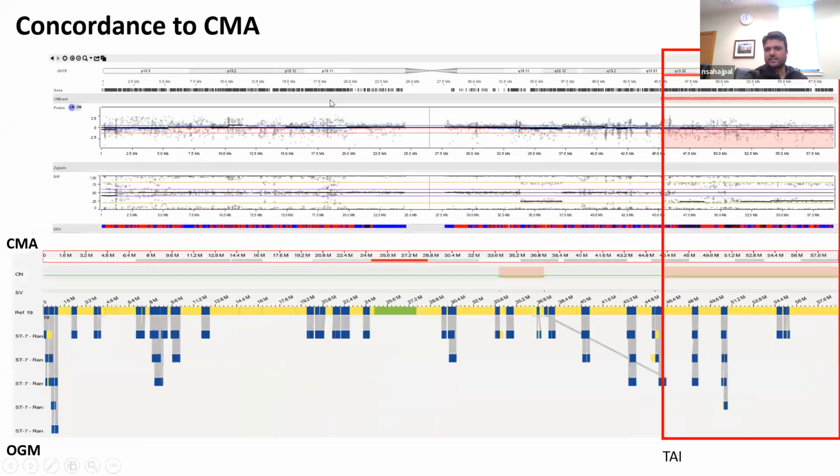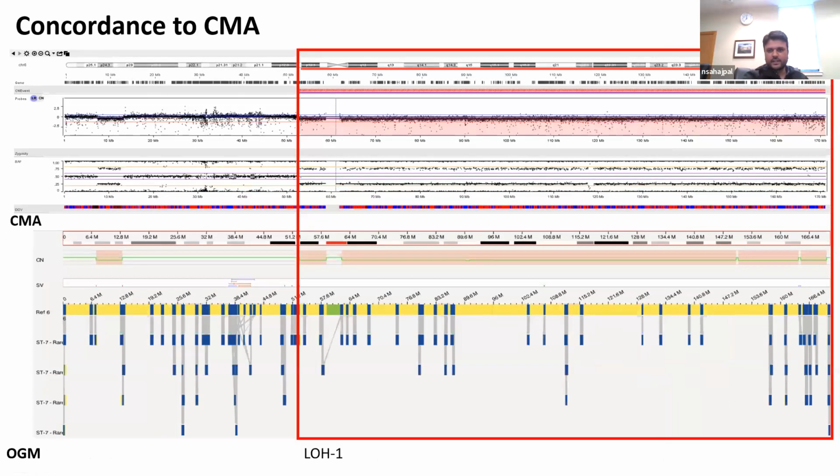We can see the terminal loss with both these technologies, a TAI event, and then we can see a LOH event. I do want to highlight here, this is an event where you can see that there's a terminal loss which actually goes beyond the centromere. So it's no longer a TAI, it's only an LOH with 1 break, so a score of 1. So there are certain subtle nuances to how the scores are calculated, but this is the way it was done in the initial clinical trials.